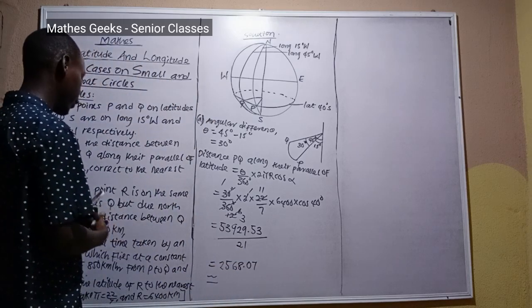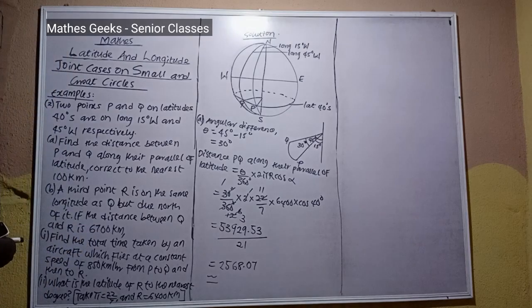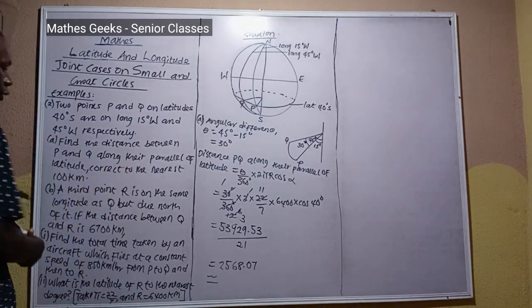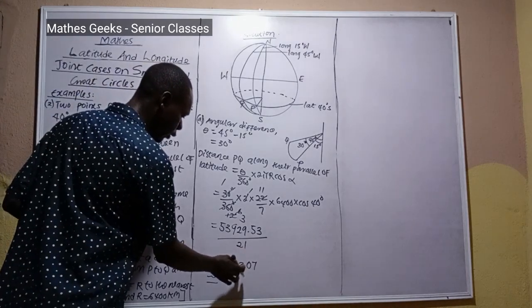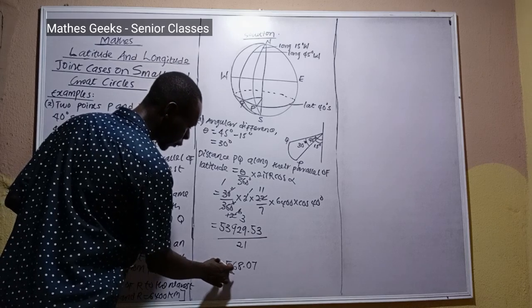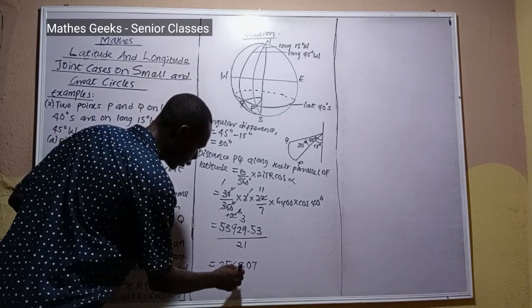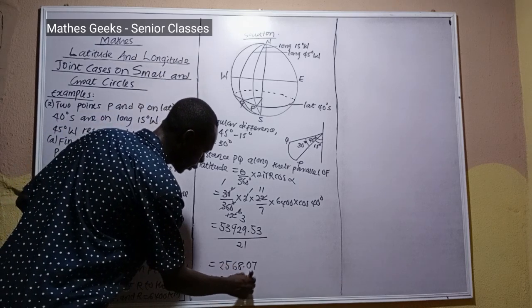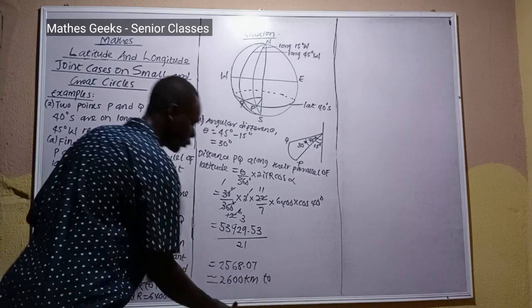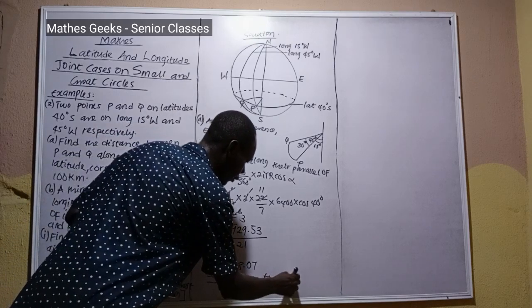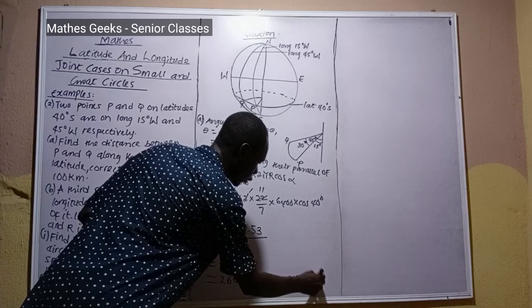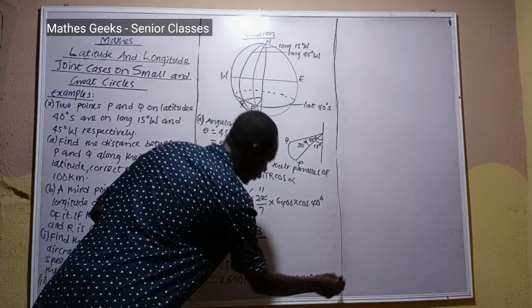So the question says, correct to the nearest 100 kilometers. So this unit is 10 is 100. So 2,600 kilometers, to the nearest 100 kilometers.